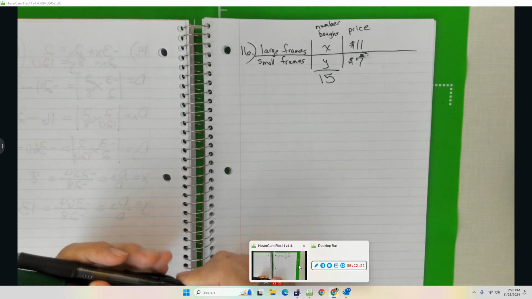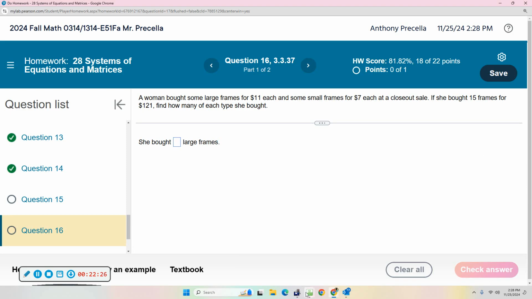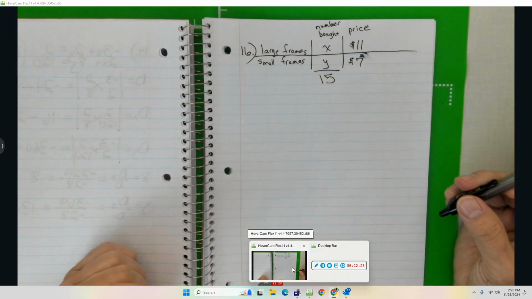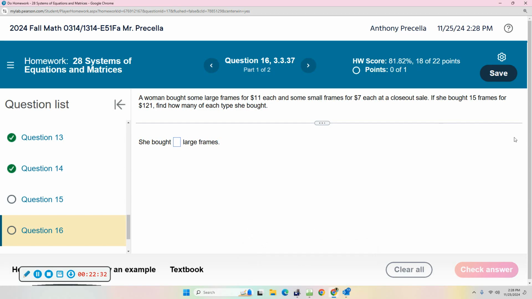What did they tell us about the money? We have a column involving money here. So, what did they say about money? Oh, she spent a total of $121.